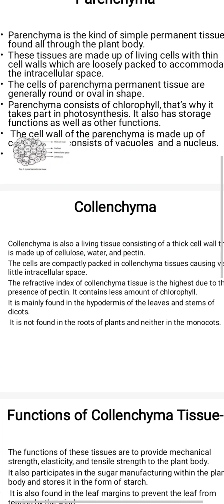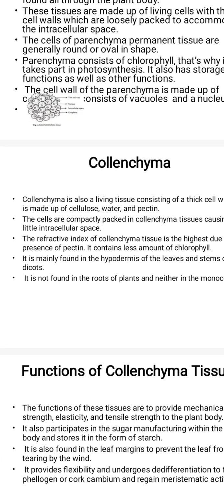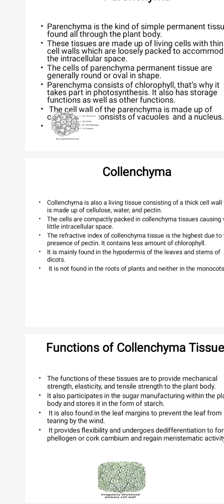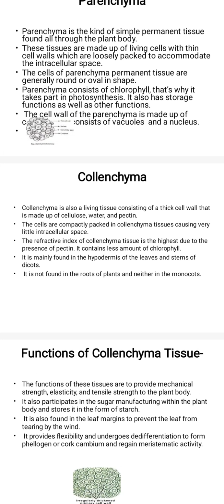Again, the second type is collenchyma. Collenchyma is also a living tissue, consisting of a thick cell wall made up of cellulose, water, and pectin. As compared to parenchyma, the collenchymatous cell wall is very much thicker. The cells are compactly packed in collenchyma tissues, causing very little intercellular space. The refractive index of collenchyma tissue is the highest due to the presence of pectin. It contains a small amount of chlorophyll. It is mainly found in the hypodermis of leaves and stems of dicots. It is not found in the roots of plants and neither in the monocots.